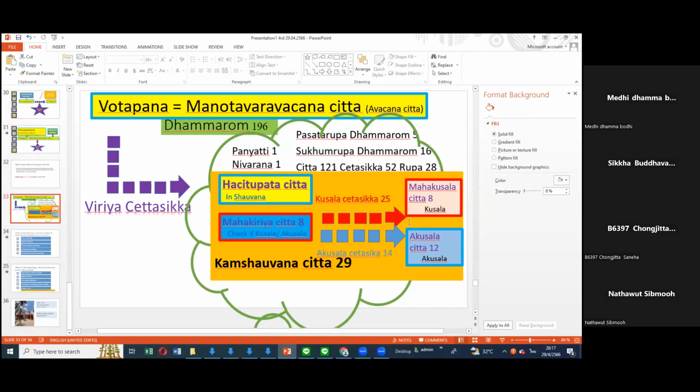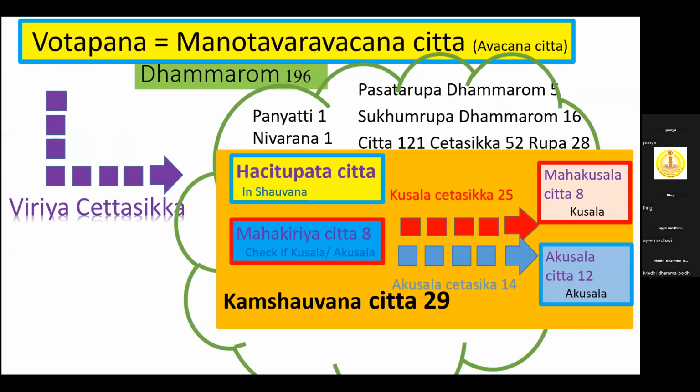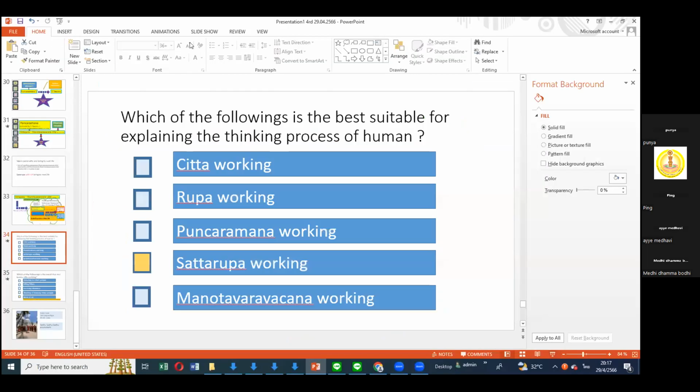For this slide, Doctor, I just want to ask, the Dhammaramana 196, after Panyati 1 is Nibbana 1, no? Not Nivarana 1, right? Panyati 1 and Nibbana 1, right? Nibbana, not Nivarana, right? Oh yes, Nibbana and Nivarana are the same thing in the language, but yes, Nibbana 1. Yeah, okay.